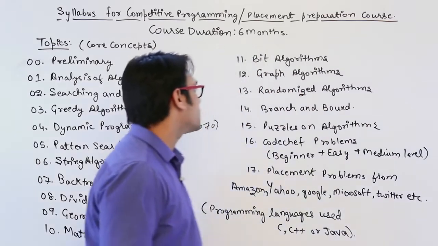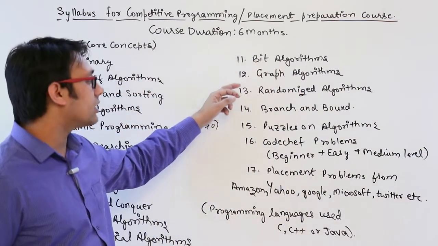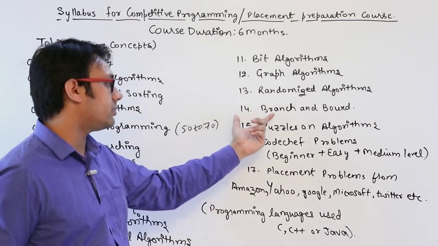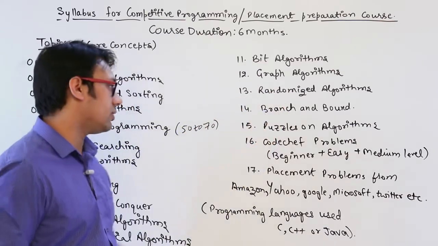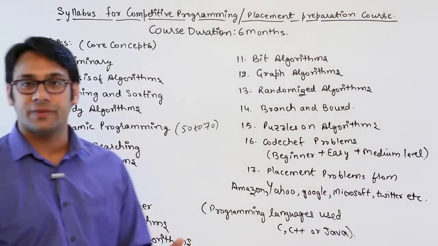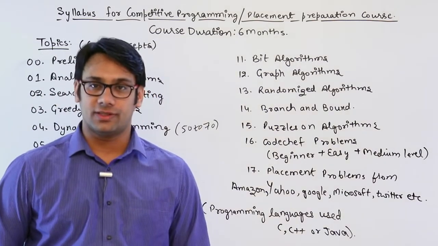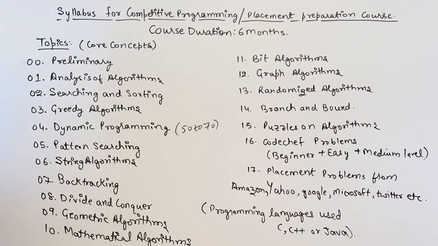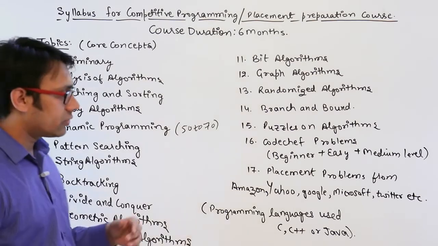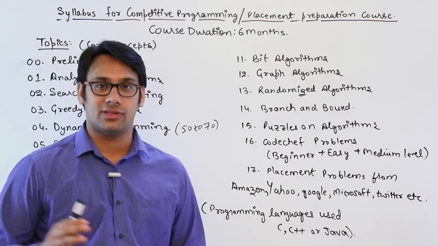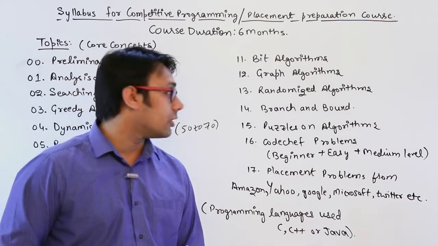After this we are going to discuss bit algorithms, graph algorithms, randomized algorithms, branch and bound. This particular topic is not in the GATE examination, as well as topics like mathematical algorithms and geometrical algorithms. These topics are not covered in most of the competitive examinations. Even topics like string algorithms and pattern searching are not covered. So we are going to take these topics one by one, and we are going to discuss all the basics as well as the advanced concepts in these topics.